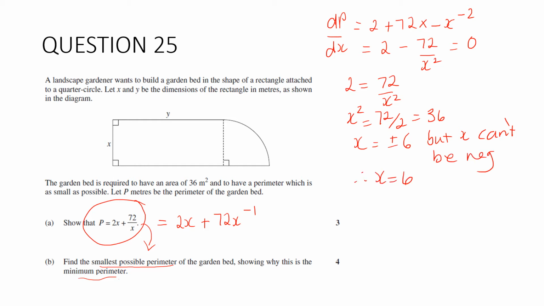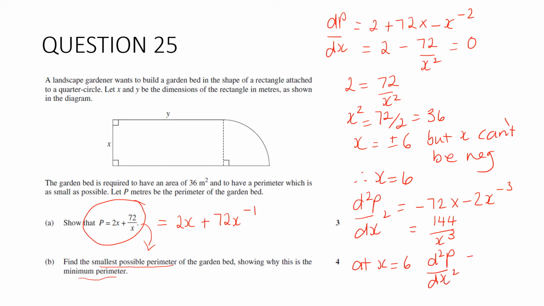Now we need to show why this is a minimum, so let's do the second derivative. d squared P dx squared is going to be equal to, the 2 goes, we've got negative 72 multiplied by negative 2x to the negative 3. Tidying it up, I get 144 on x cubed. At x is equal to 6, the second derivative is equal to 144 on 6 cubed, which is 2/3, which is greater than 0, therefore it is a minimum. So don't forget to justify it.